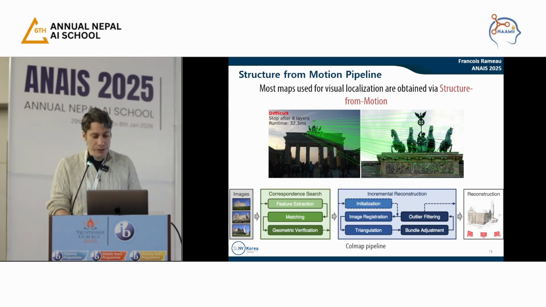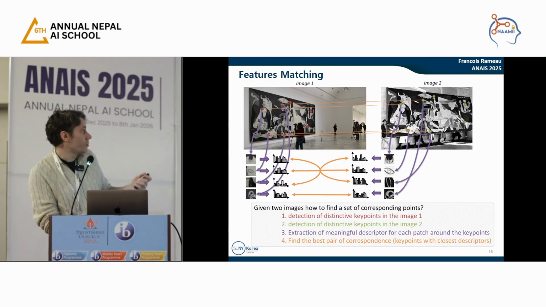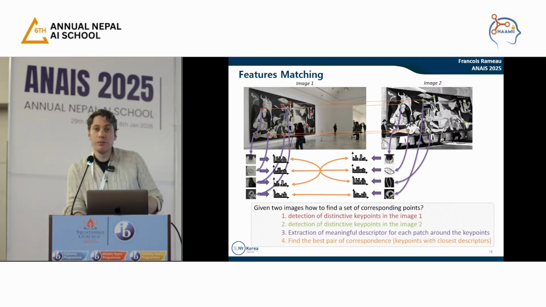So here is somehow how feature matching works. Imagine you want to find the correspondence between those two images. You can first detect some distinctive points on image one. I'm not sure if you see them very well, but there are little red dots here that appear at somehow interesting locations, something that will be repeatable. You do the same on image two.